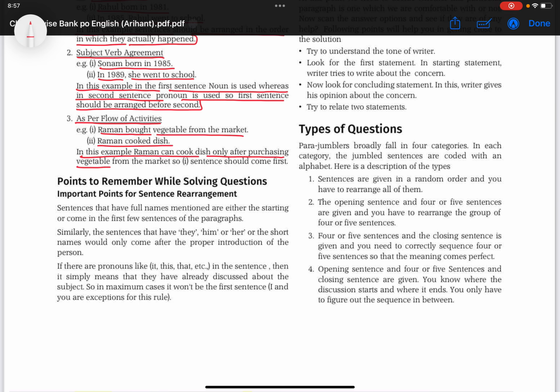Sentences that have full names mentioned are either the starting sentence or come in the first few sentences of a paragraph. Similarly, the sentences that have they, him, her, or short names would only come after the proper introduction of the person. If there are pronouns like it, this, that, etc. in the sentence, then it simply means that they have already discussed the subject. So in maximum cases, it will not be the first sentence. I and you are exceptions to this rule.